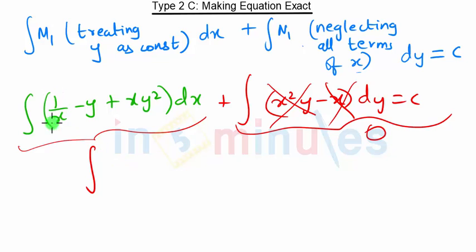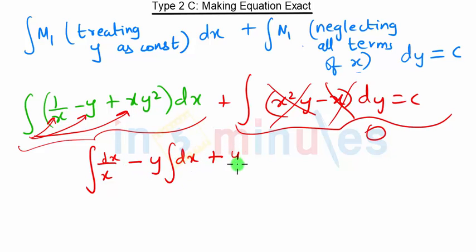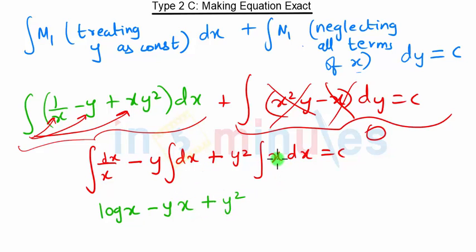So integration of 1 upon x minus y, I will take the integration sign inside the bracket. Y is constant, so it can be taken out of the integration sign, and integration of dx, plus y square is constant, so it can be taken out, and integration of x dx equal to some constant. What is integration of 1 upon x? It is log x, minus y remains as it is, and integration of dx is x, plus y square, and integration of x is x square upon 2, equal to c.